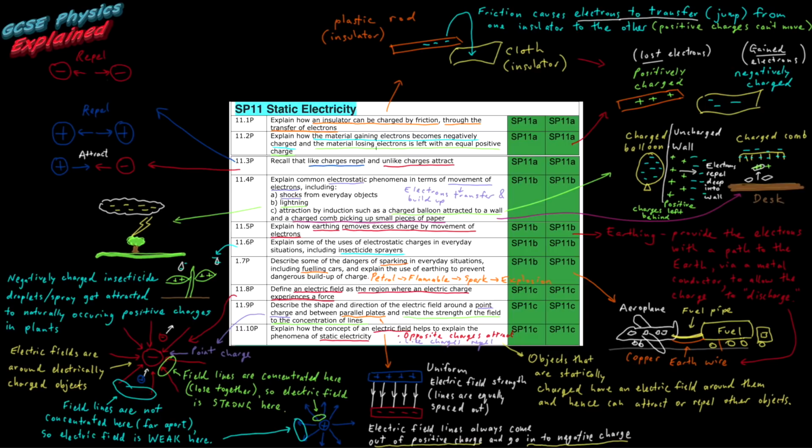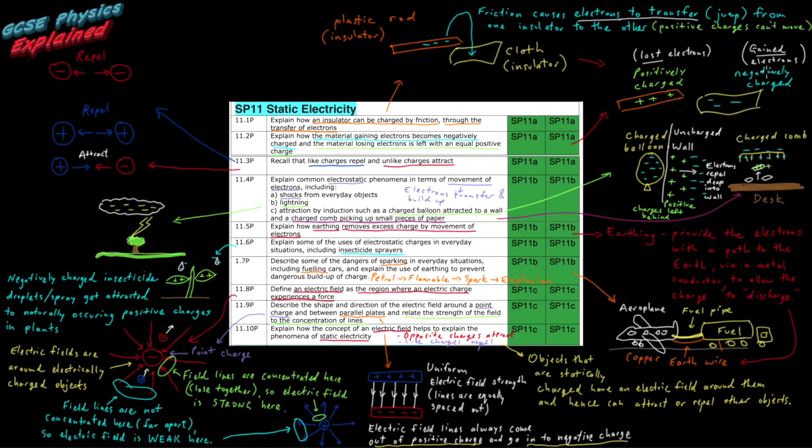Explain how the material gaining electrons becomes negatively charged and the material losing electrons is left with an equal positive charge. So in your exam, if it says there's a positively charged object, you know that it's lost electrons, and if it is a negatively charged object, you know that it's gained electrons.